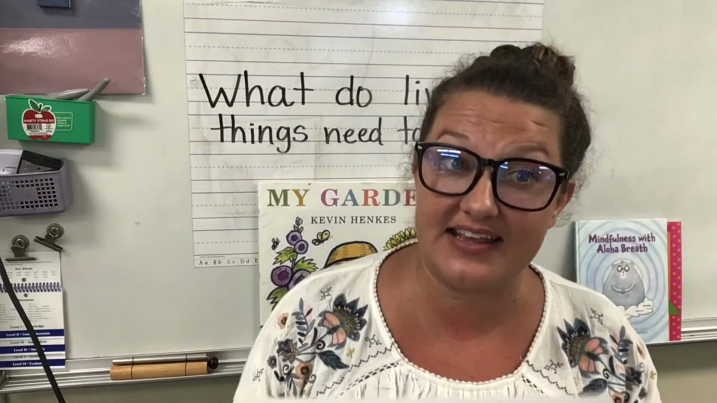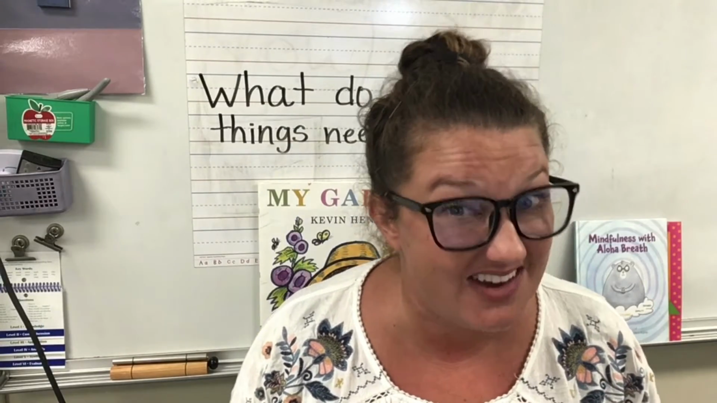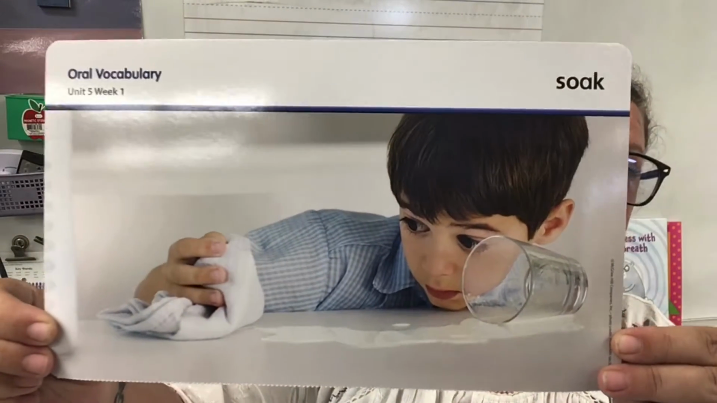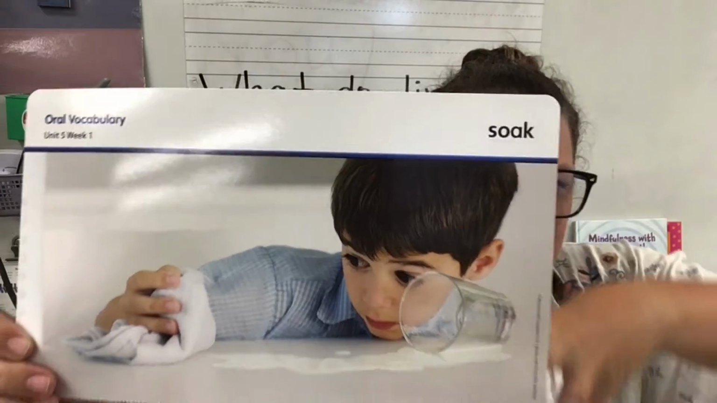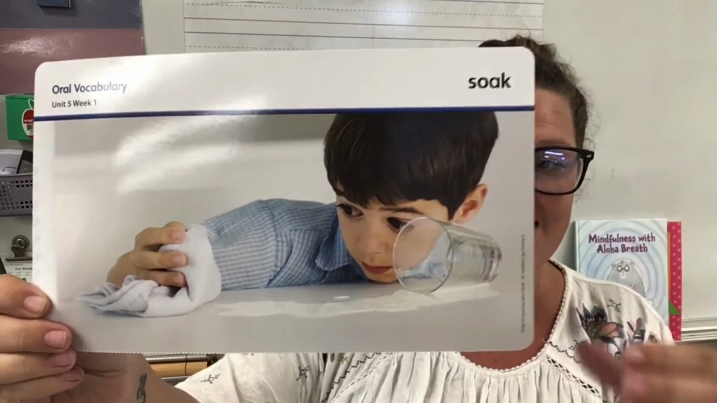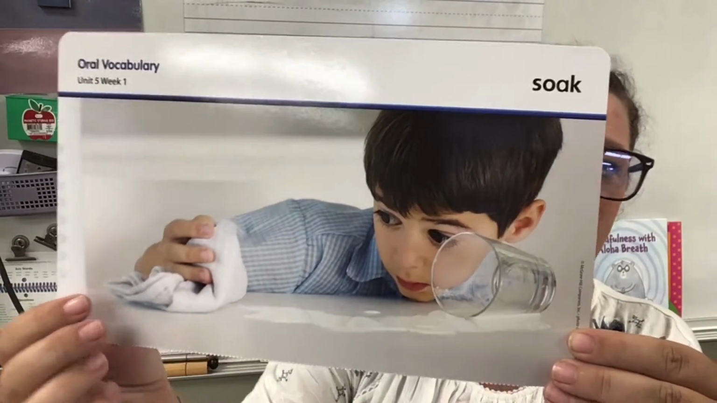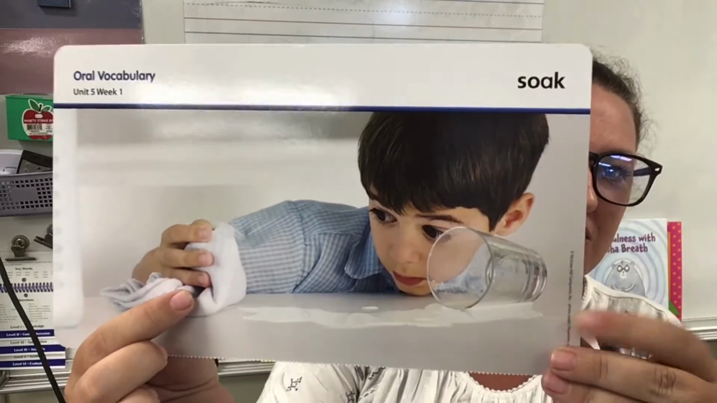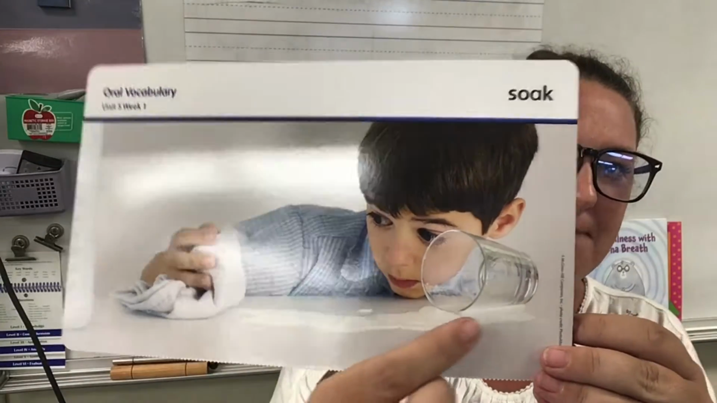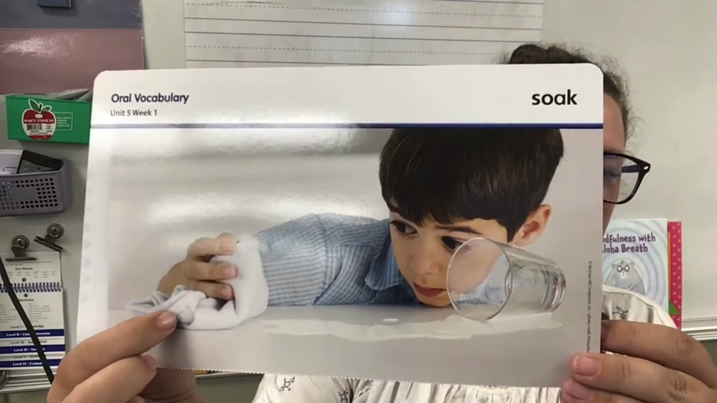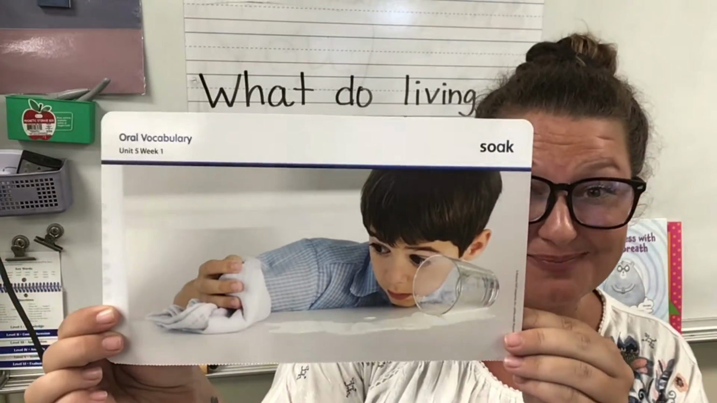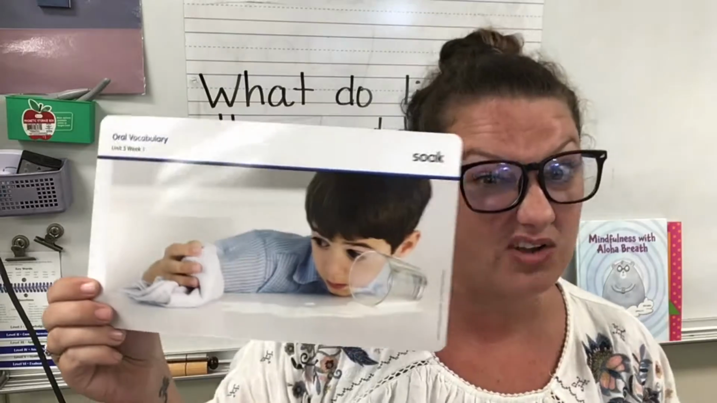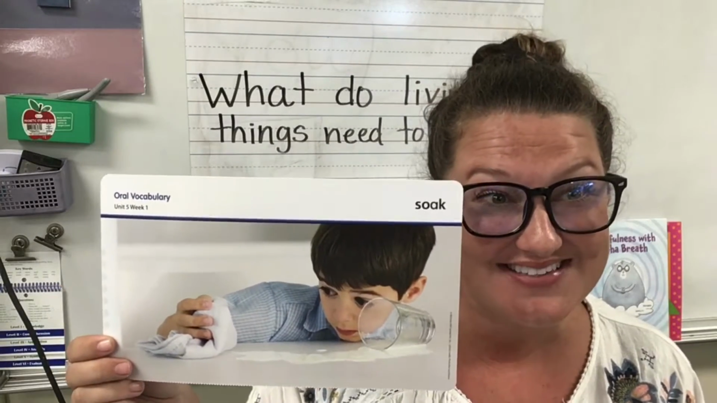The next word that I'd like to talk about, you'll probably hear it in the story we're going to read, is soak. Soak means to take something in. In this picture, the boy is using a towel to soak up the milk that spilled. What would you use to soak up spilled milk? A towel is probably a pretty good choice.